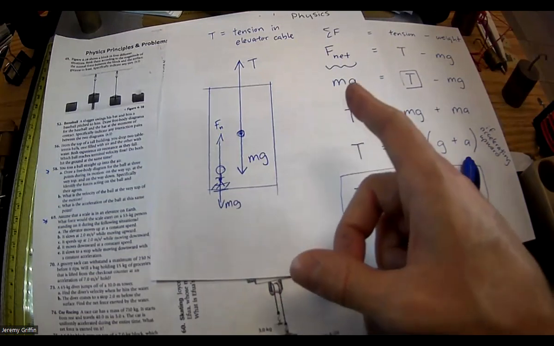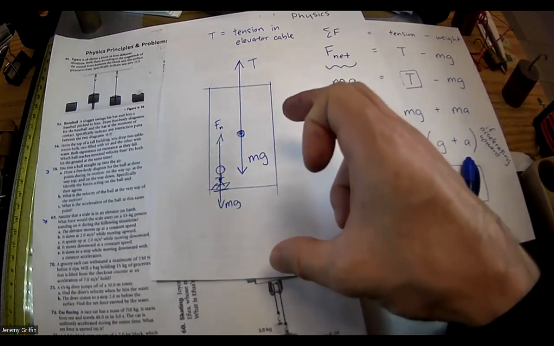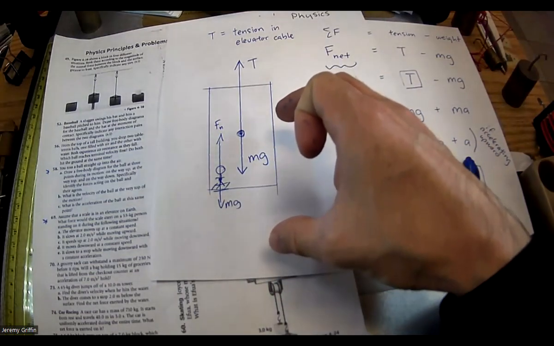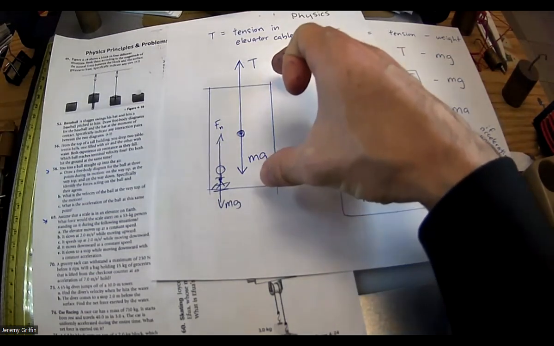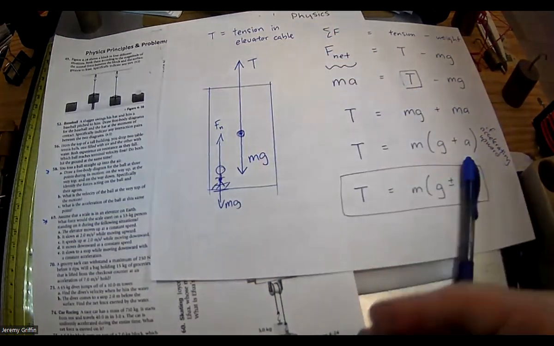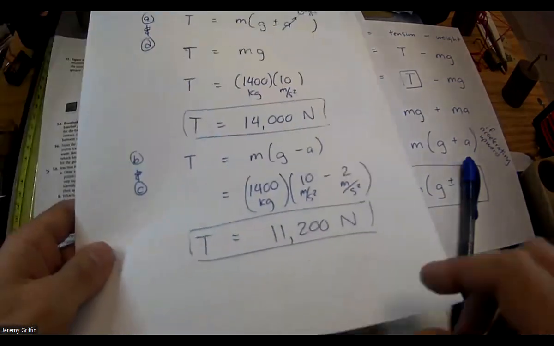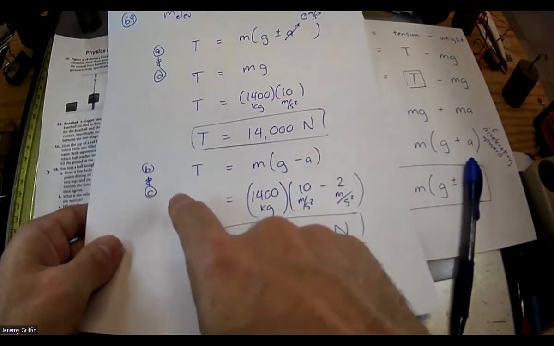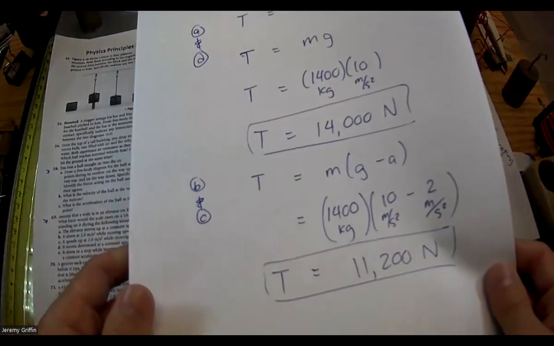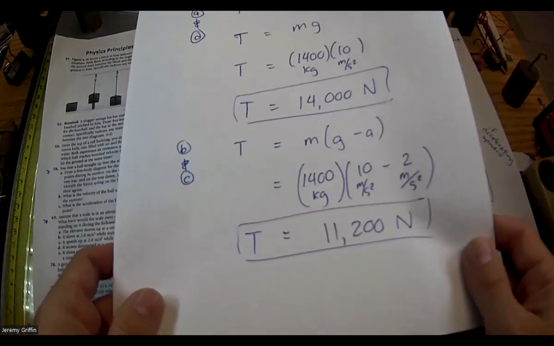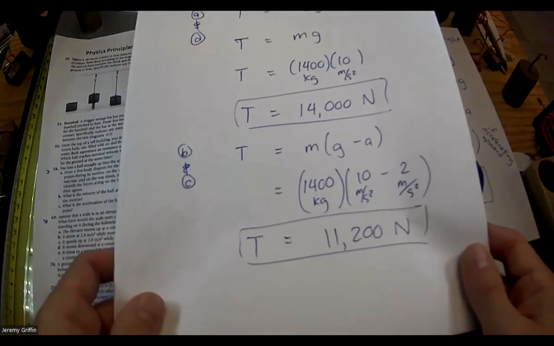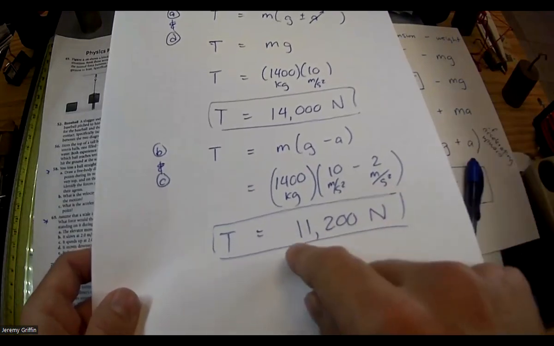Or what's the other thing that could be happening? The elevator might be moving up and doing what? Slowing to a stop. That could also produce the exact same effect. Okay? And that answers both B and C, right? So part B was moving up, slowing to a stop, and part C was moving down faster and faster, but those are physically identical and they'll produce the same number.